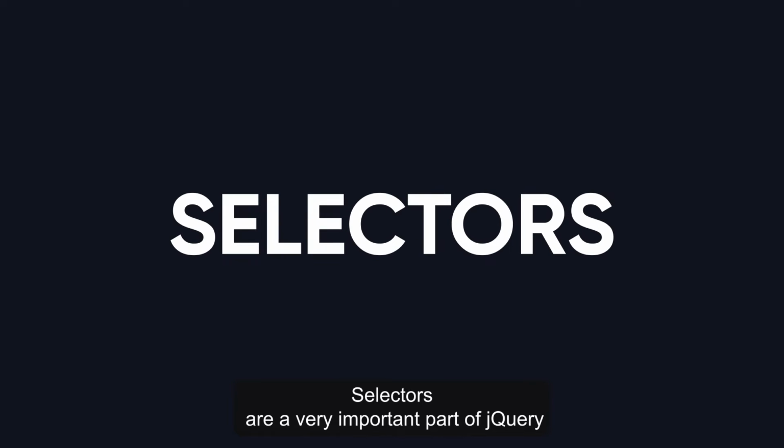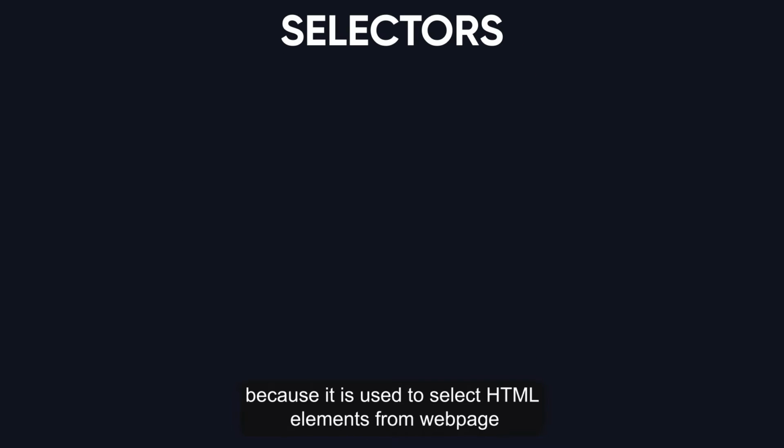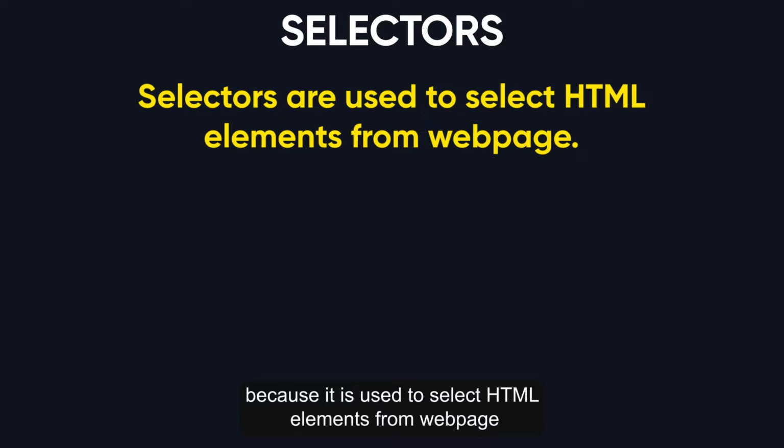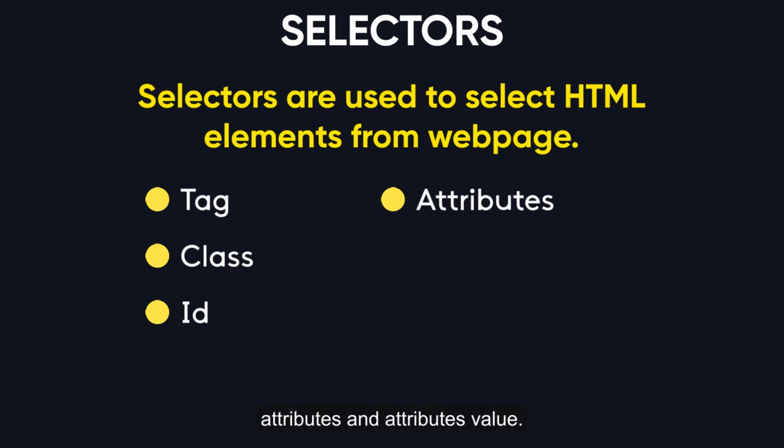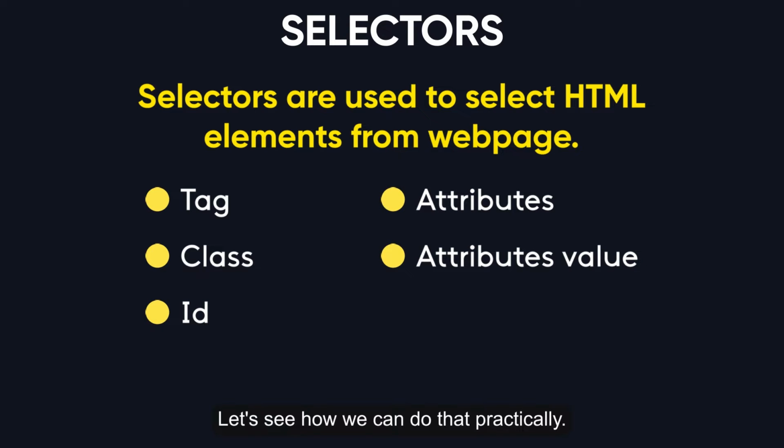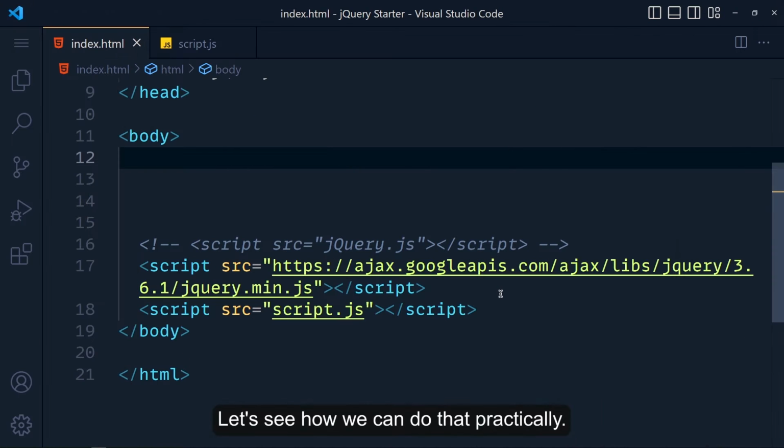Selectors are a very important part of jQuery because they are used to select HTML elements from a web page based on their tag name, class name, ID, attributes, and attribute values. Let's see how we can do that practically.